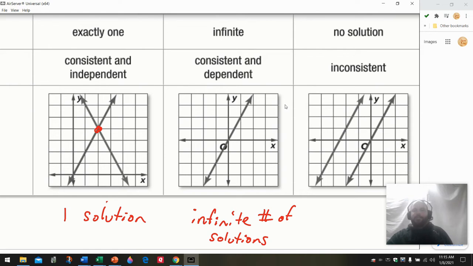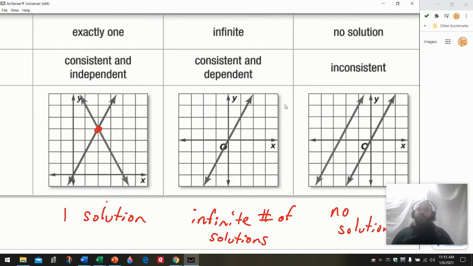Okay. Now, in the last case, you can see what we have. We have two different lines, but those two lines are parallel. And because those two lines are parallel, they will never intersect. That's actually the definition of parallel lines. And so, again, a solution to the system is where the two lines cross. If the two lines don't cross, such as we have in this third example, then there is no solution.